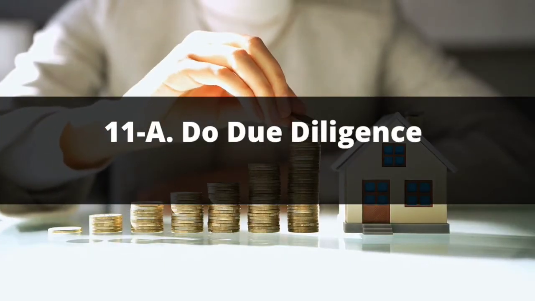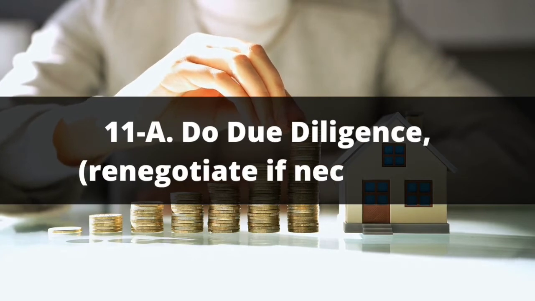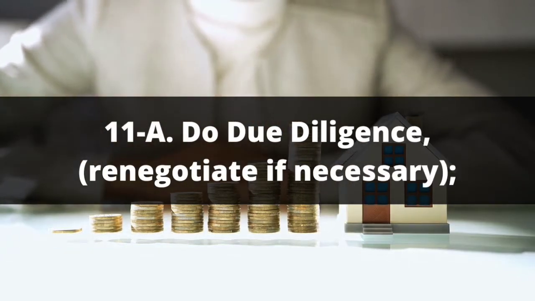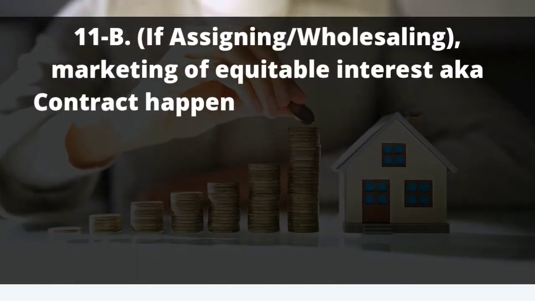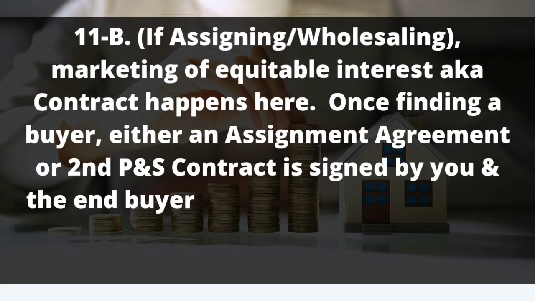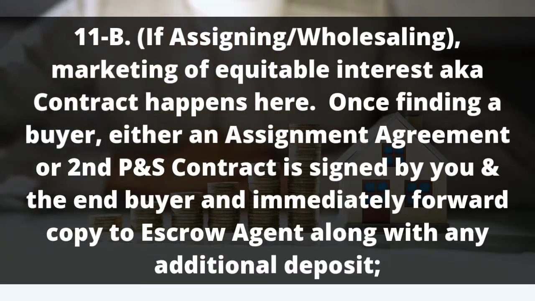11A. Do due diligence, renegotiate if necessary. 11B. If assigning, wholesaling, marketing of equitable interest, aka the contract, happens here. Once finding a buyer, either an assignment agreement or a second P&S contract is signed by you and the end buyer, and immediately forward a copy to the escrow agent along with any additional deposit.